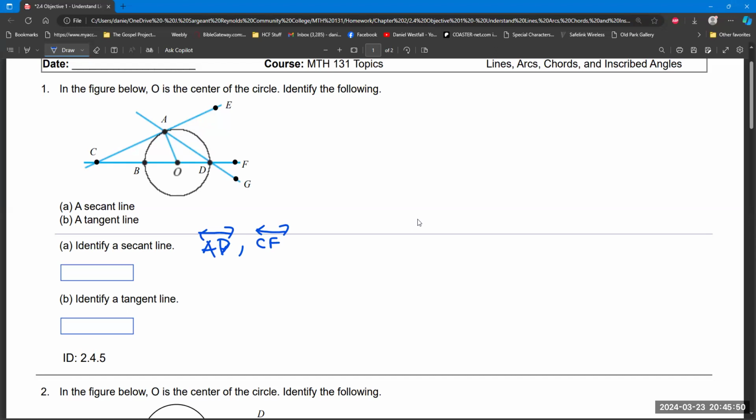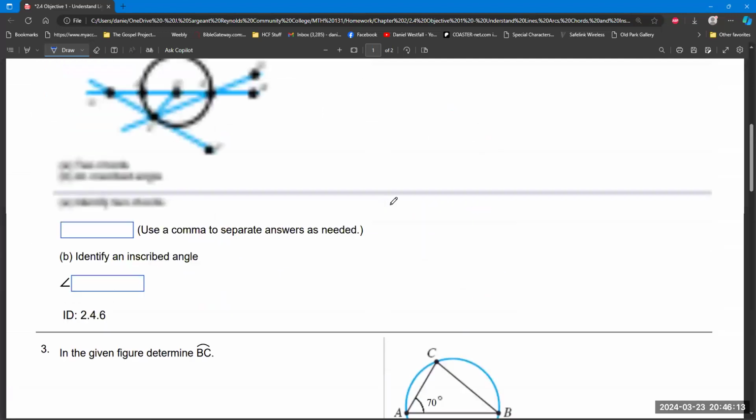CA or CE is not going to be a secant line because it touches at one point. It's going to be a tangent line. So CE is a tangent line. You could also call that CA. All right, I think that takes care of that question.